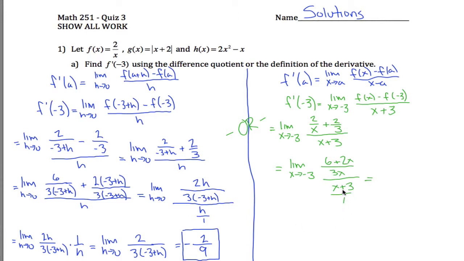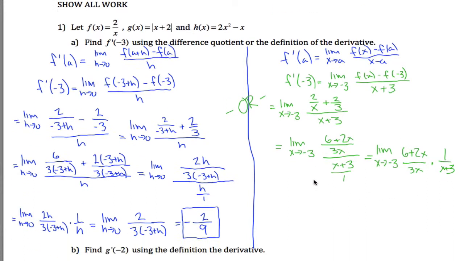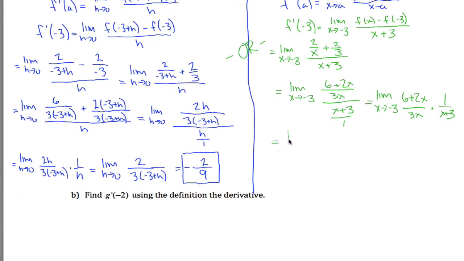Kind of like I did over here. Now I have a fraction divided by a fraction. I can change that from a division of fractions problem into a multiplication problem. 6 plus 2x over 3x times 1 over x plus 3. And as you might notice, remember it was this x plus 3 that was causing trouble. That's what I'm trying to get rid of. There's an x plus 3 hidden in here. If you factor out a 2 from both of these terms, you're left with x plus 3, I guess 3 plus x, which you can cancel with this guy.